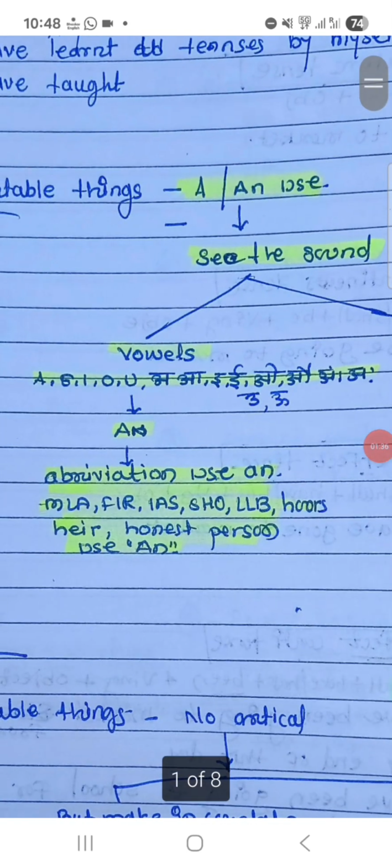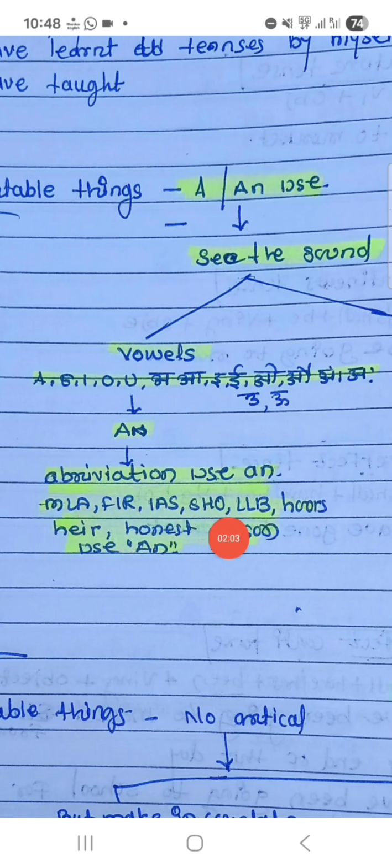Whenever there is a vowel sound like a, e, i, o, u in English, and in Hindi or Marathi अ, इ, ए, ओ, उ, there we use an. Whenever you pronounce any word, at that time use them. For example, whenever you use an abbreviation, use an. For example, MLA. How do you say it? An MLA. FIR, an FIR.